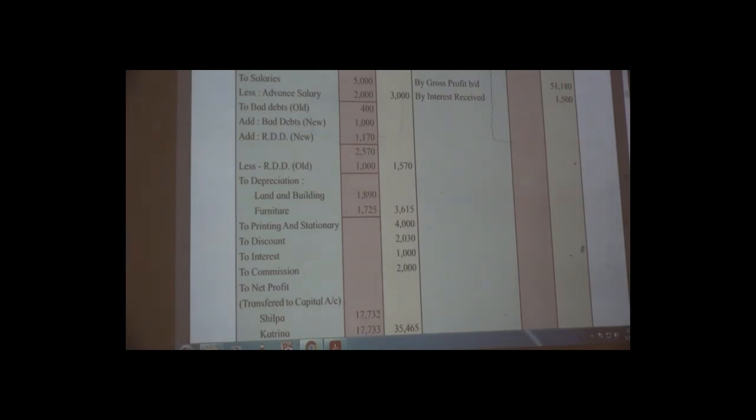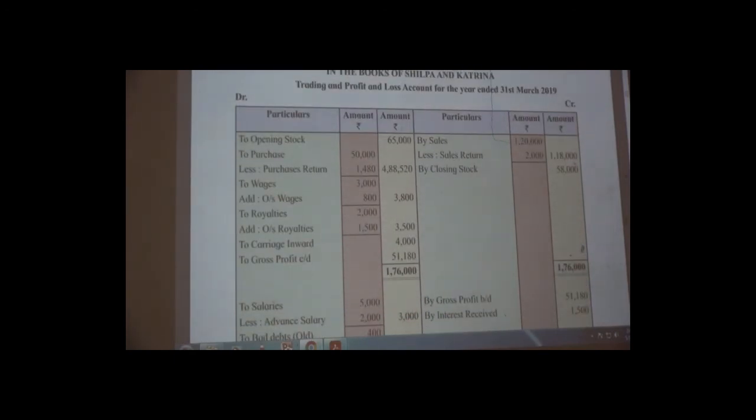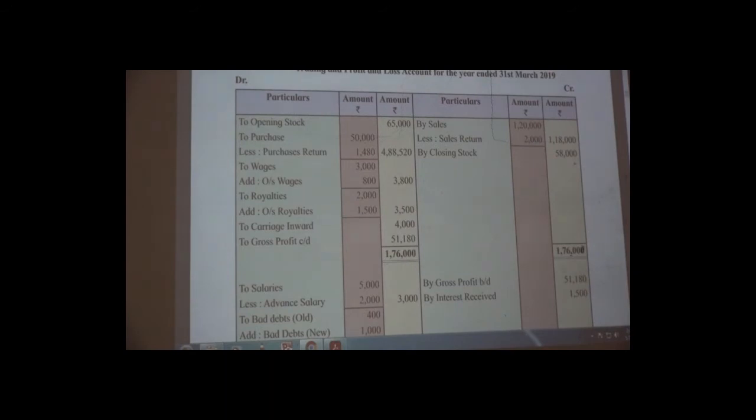Now see, in the trial balance, after RDD there is the sales and we have written the amount of sales already. So all the items have been completed. This is the item posting which we have completed now. Now let's proceed towards adjustments. See in the question, the adjustments are given to you.